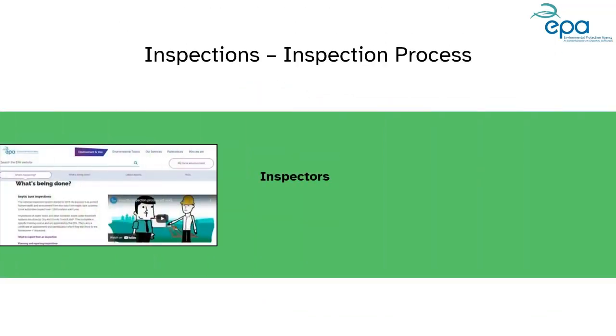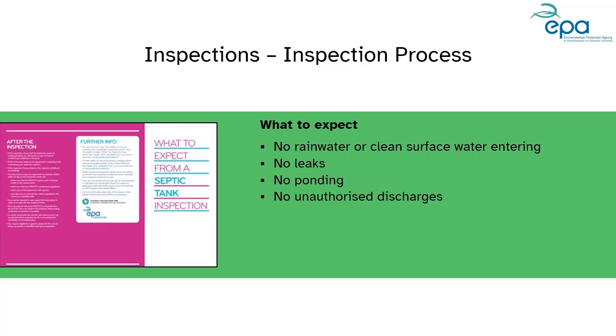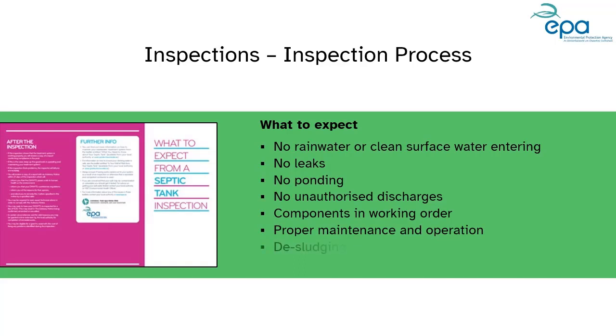Inspectors in the water services authorities attend a training course. There are approximately 100 inspectors nationally. Inspectors would expect the following from a good system: no rainwater or clean surface water entering the system, no leaks, no ponding, no unauthorised discharges, components in working order, proper maintenance and operation being completed, the system is desludged, and the system is not a risk to human health and the environment.